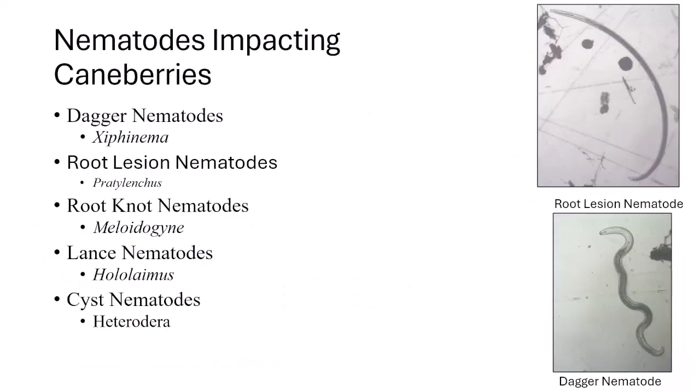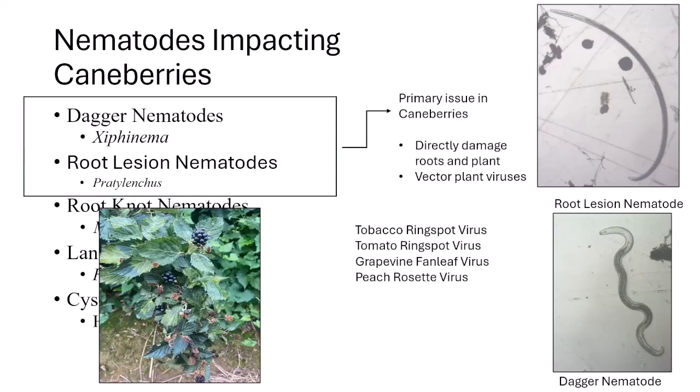There's a lot of nematodes that impact caneberries. You can find a large list of them. So dagger nematodes, root lesion nematodes, root knot, lance and cyst. I'll tell you that, looking through a lot of the literature and what we've seen in Arkansas with our experiences with nematodes, primarily we're thinking of dagger and root lesion. And I think that would be the same thing they would tell you in the Pacific Northwest or something, where these are their problem issues.